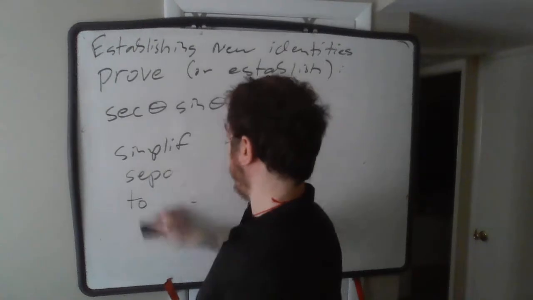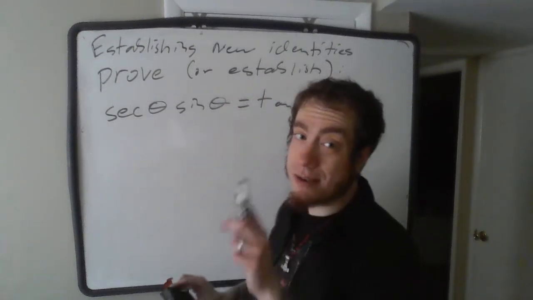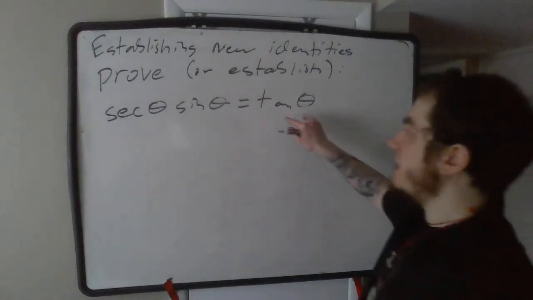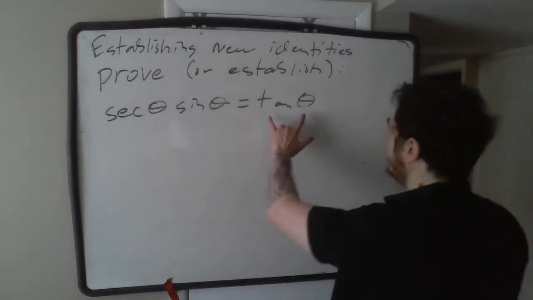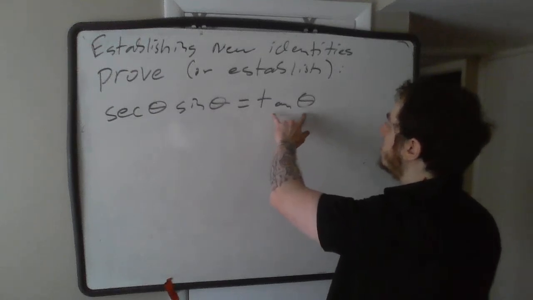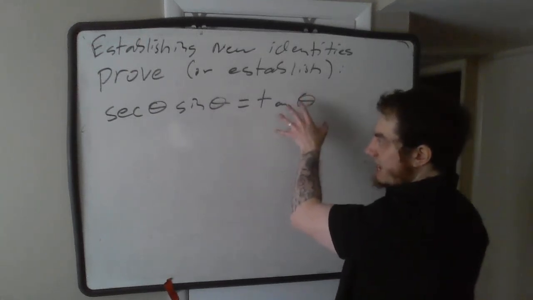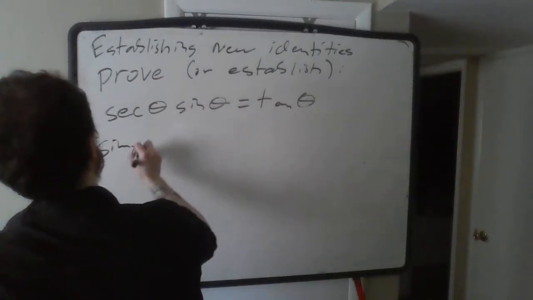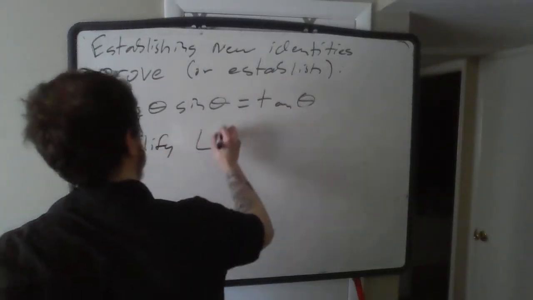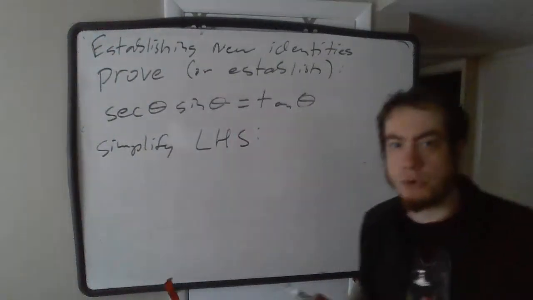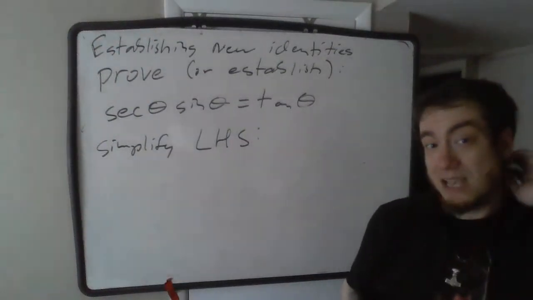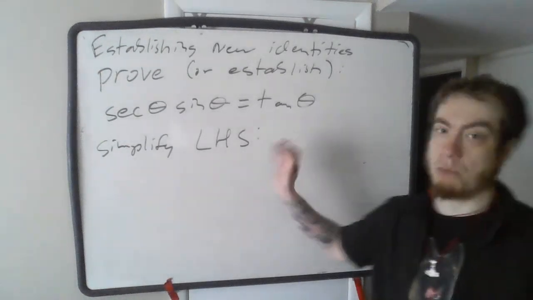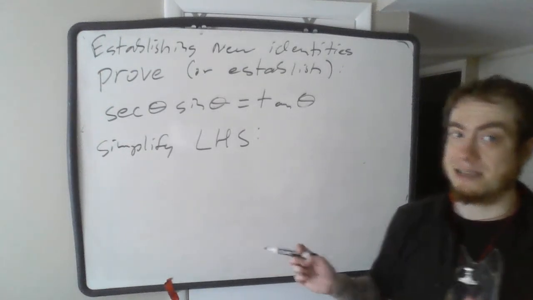Now, a trick for doing this, often, not 100% of the time, but often, you can just leave one side alone. In this case, tangent theta is already reasonably simple. So let's ignore this right-hand side for the moment, and let's try simplifying the left-hand side, which I'm just going to abbreviate as LHS. You can write it out if you want to. As you know, I like to be lazy about writing things out and use abbreviations when I can.